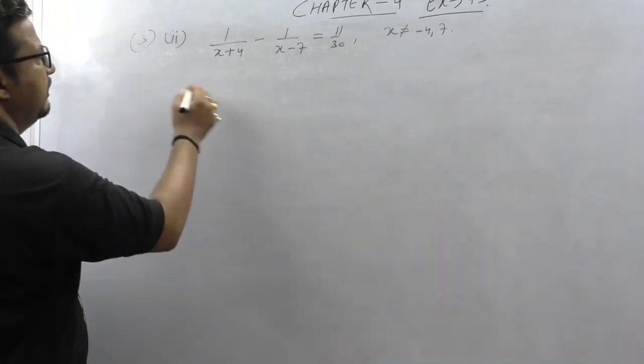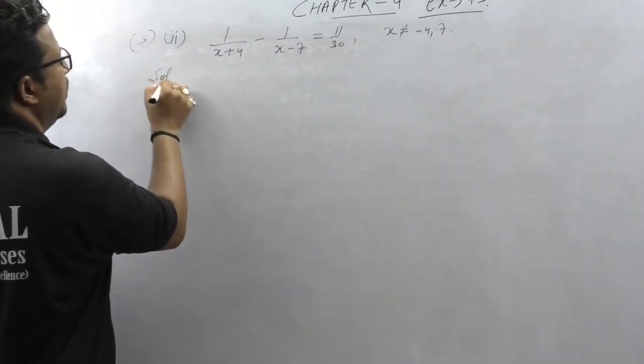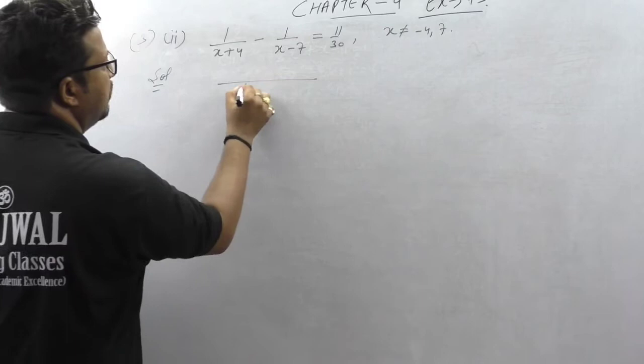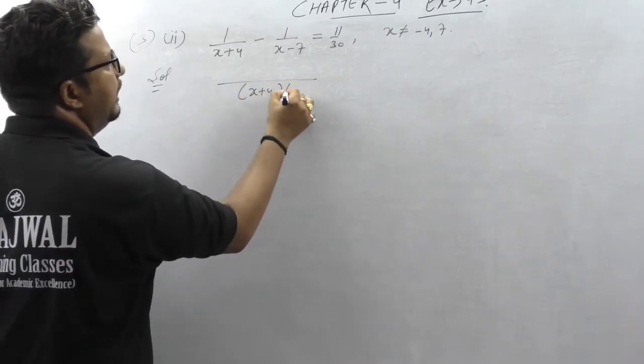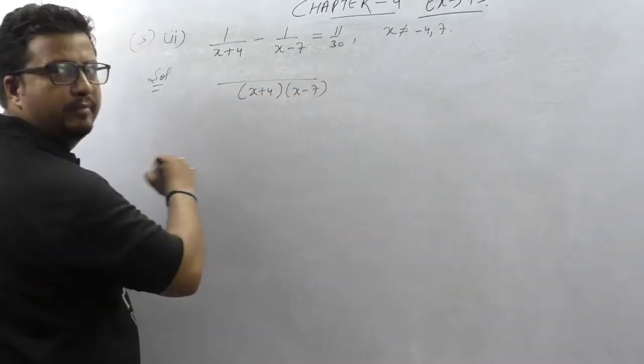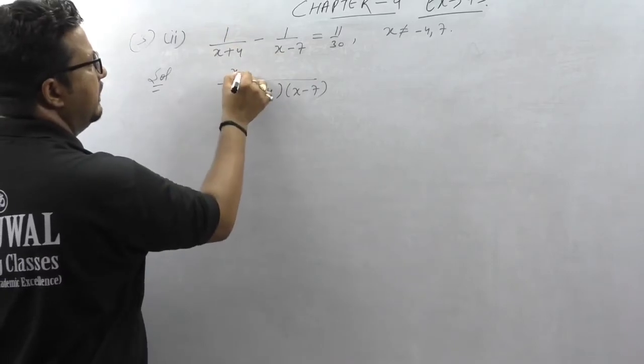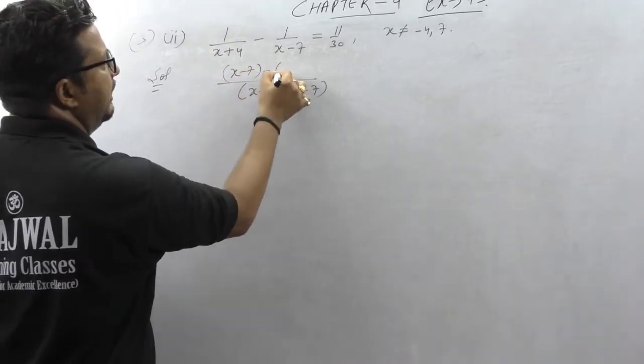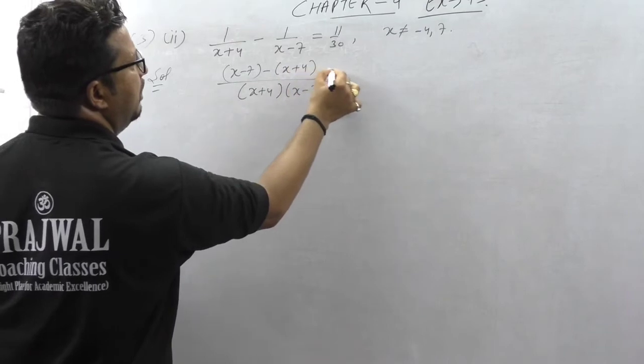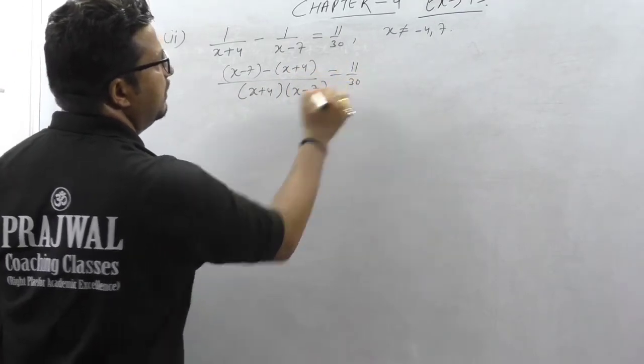So now we have to solve it. See the solution. How are we going to solve it? We will take the LCM. The LCM will be (x plus 4)(x minus 7). So this will multiply here, so it will be x minus 7, and here is the minus sign, and it will be x plus 4, and here we have 11 upon 30.